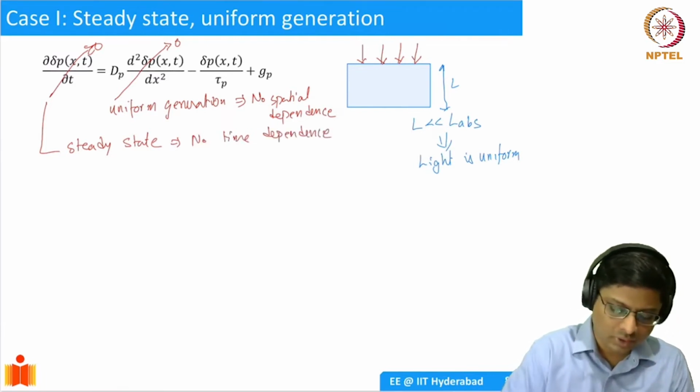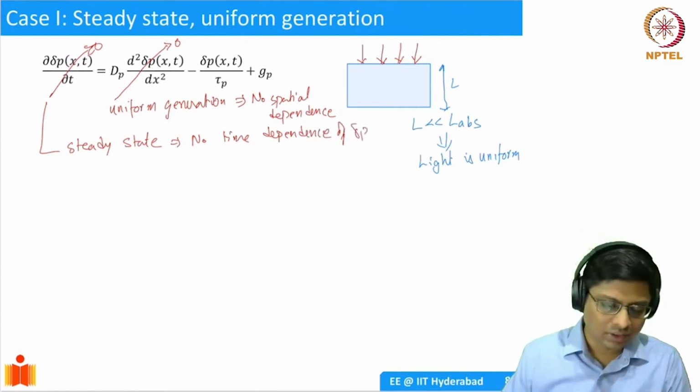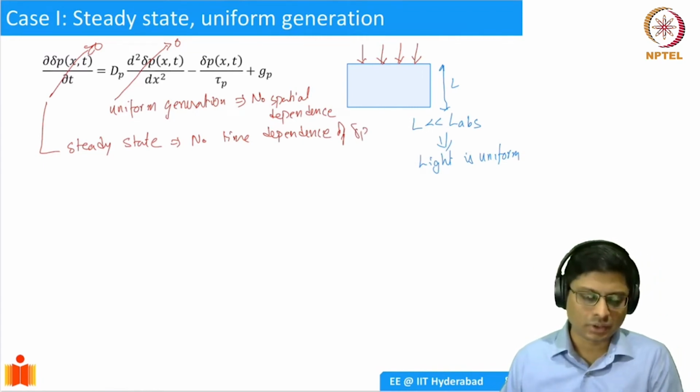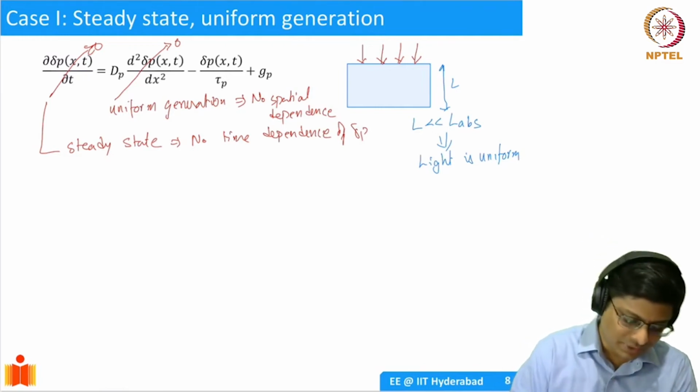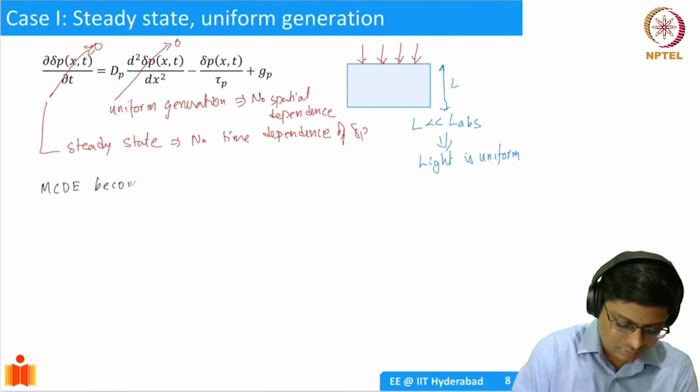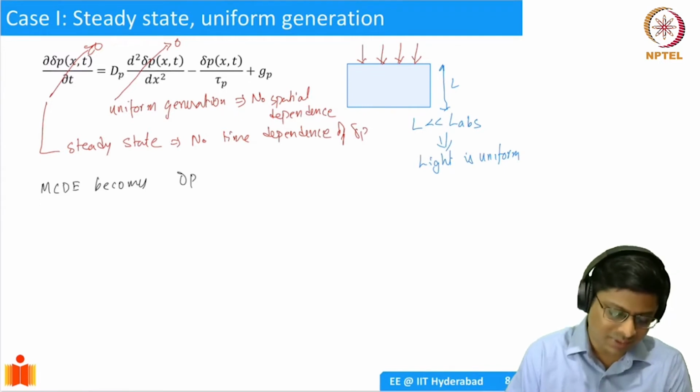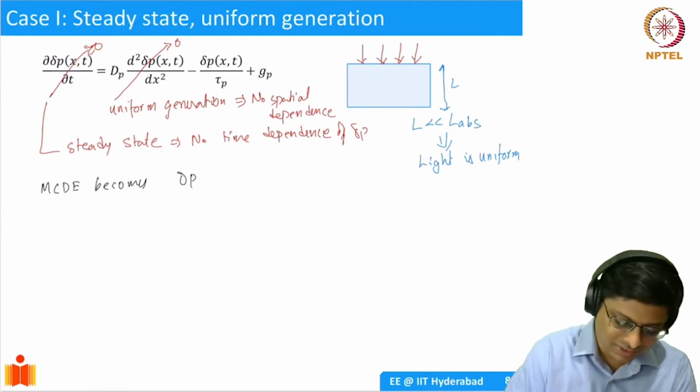of delta P. Now I'm talking about an n-type semiconductor, so delta P has no time dependence. So that's it. We have everything that we need to solve this particular situation. So what does MCDE reduce to? Well, MCDE, the minority carrier diffusion equation, becomes, well, there's no time dependence and no space dependence, so I can simply write delta P equal to G_P times tau P.